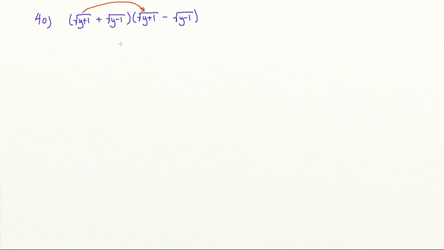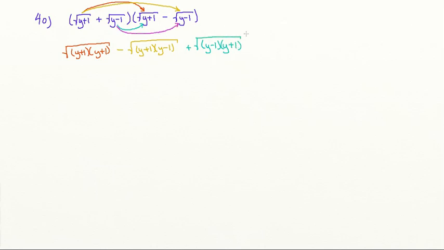We'll do first term times first term. So to write down our square root sign, we'll have y plus 1 times y plus 1. Outer terms, a negative sign, so we'll keep that. Y plus 1 times y minus 1. Inner terms going to be positive. Our square root inside that is y minus 1 times y plus 1. And last terms, positive times a negative is a negative. Square root y minus 1 times y minus 1.